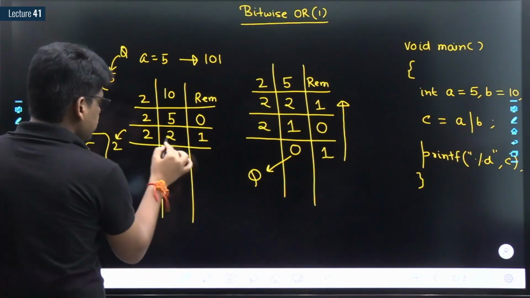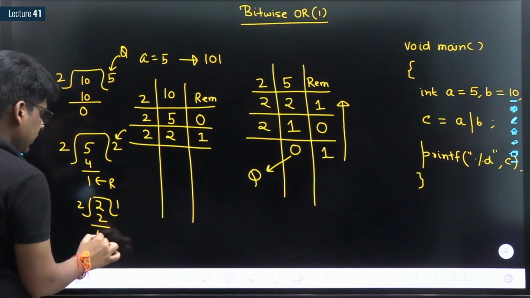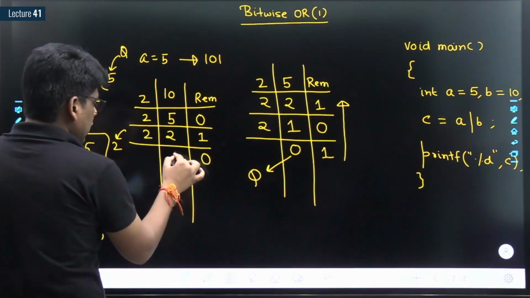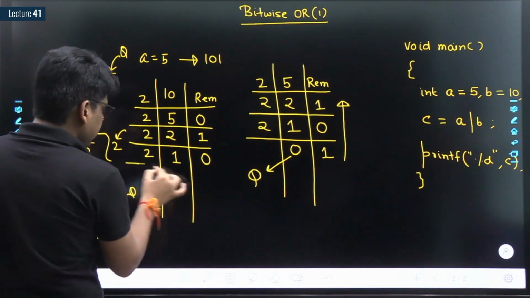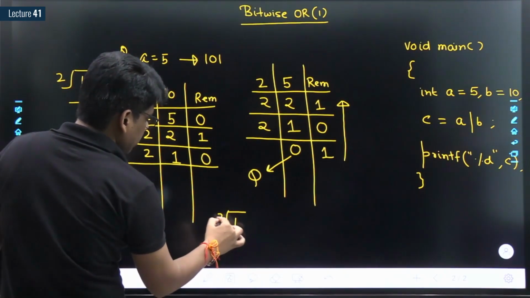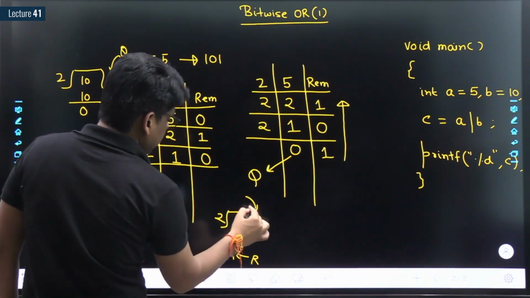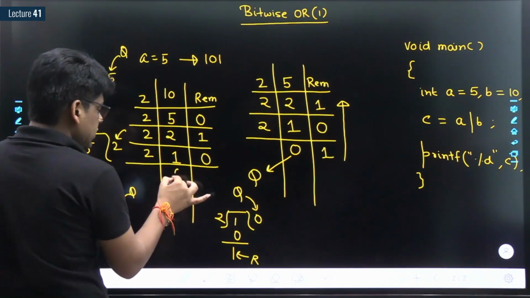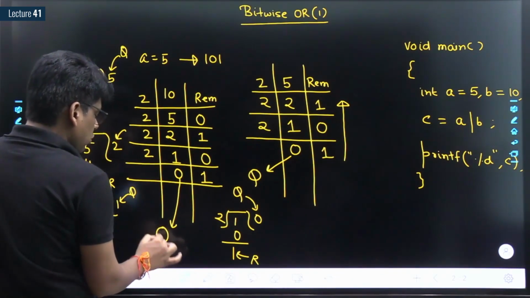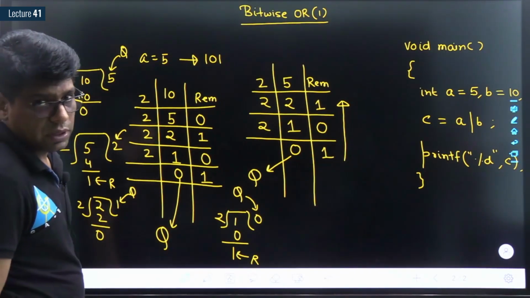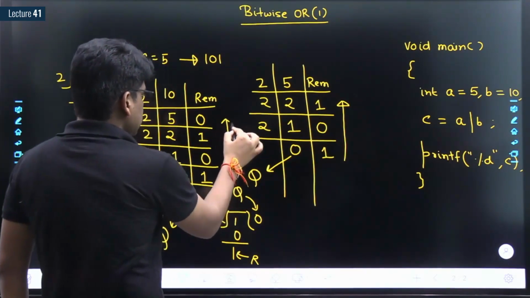Again, if I divide this 2 by 2, 1 time is 2 and the remainder is 0. That means the remainder is 0 and the quotient is 1. Now again, if I divide this 1 by 2, 0 times is 0 and the remainder will be 1. The quotient will be 0, and we will stop the process because the quotient turns out to be 0. So, what is the binary equivalent of 10? The binary equivalent of 10 is 1010.